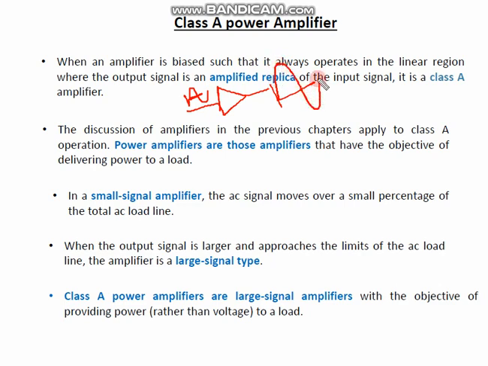So if you see the output, the shape of the output is the same as the input signal. Remember, this is the input signal, but it is an amplified version of the input signal. By replica I mean that the output signal has two cycles, the positive one and the negative one. So this is an example of a class A amplifier.